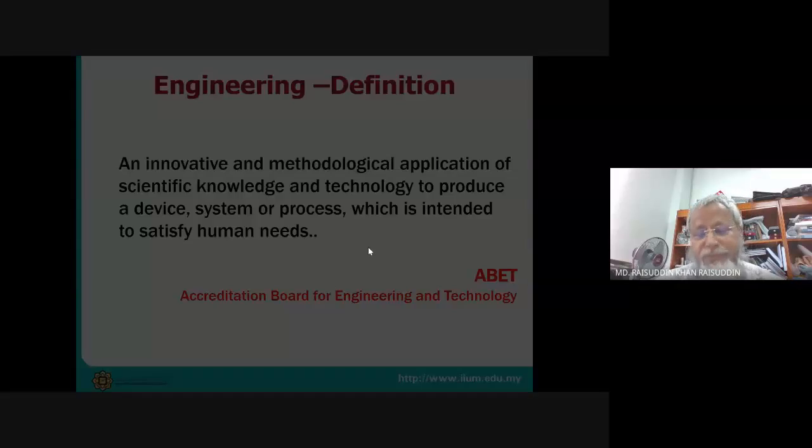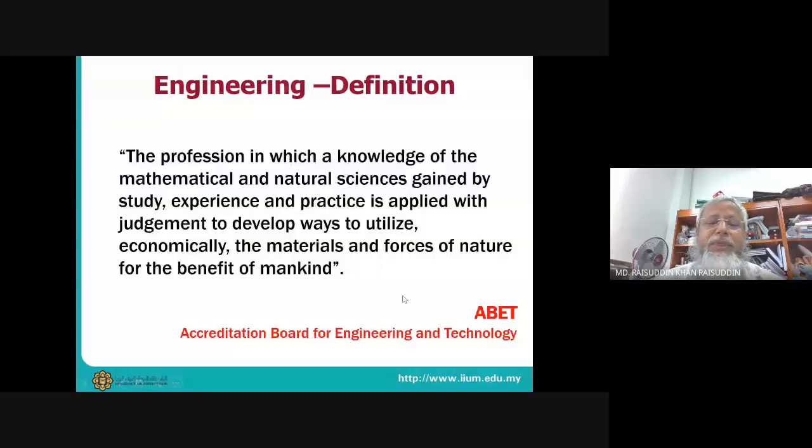Another definition, also by ABET: the profession in which knowledge of the mathematical and natural sciences gained by study, experience, and practice is applied with judgment to develop ways to utilize economically the materials and forces of nature for the benefit of mankind. This is a very comprehensive definition of engineering, of what engineers actually do as a profession.